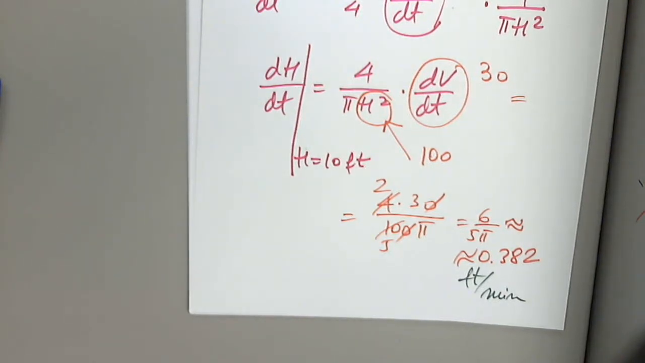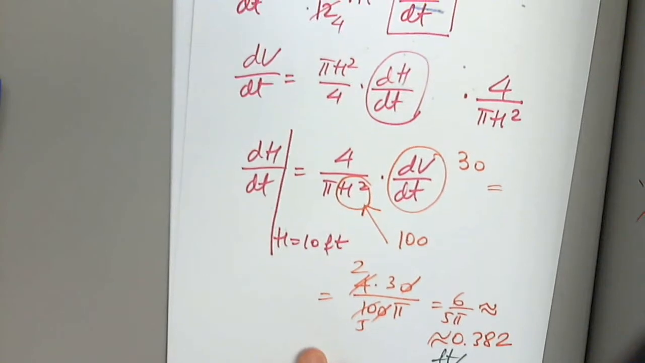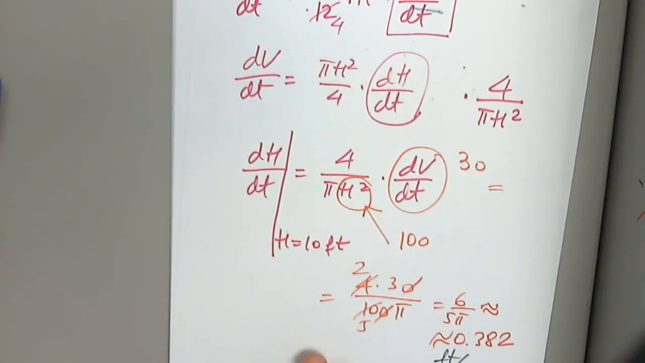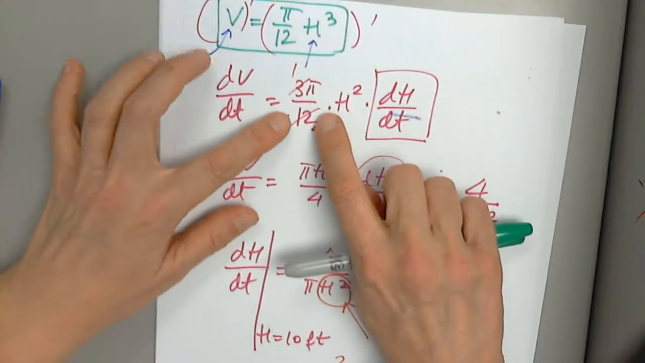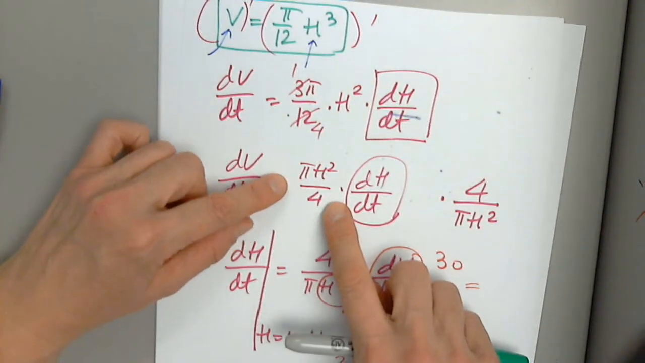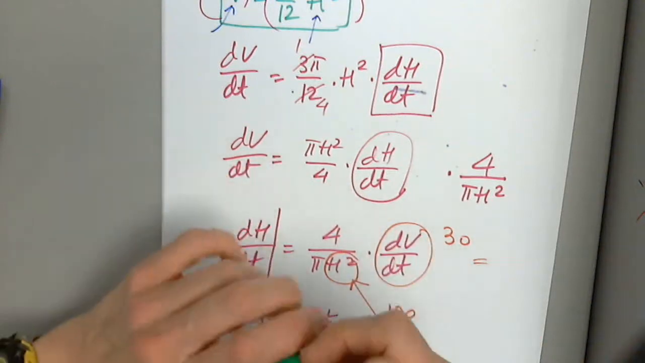Very good. Other questions? Please ask if you have anything. Yes, please, Brayden, go ahead. Where does the times 4 over pi h squared come from? You mean this one? Yeah, the second one, where it's multiplied by.